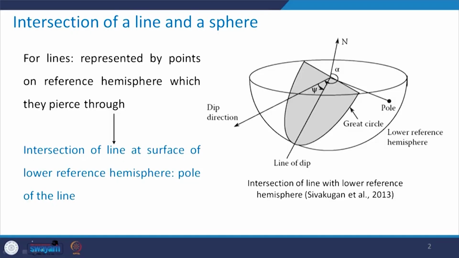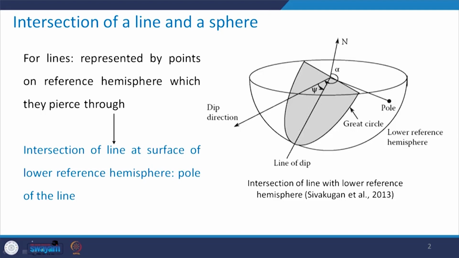a line and the sphere, followed by a discussion on equal area projection, and then we will see how to represent a plane with the help of a great circle and a pole on to the stereo net. So, let us start with our discussion on intersection of a line and a sphere.